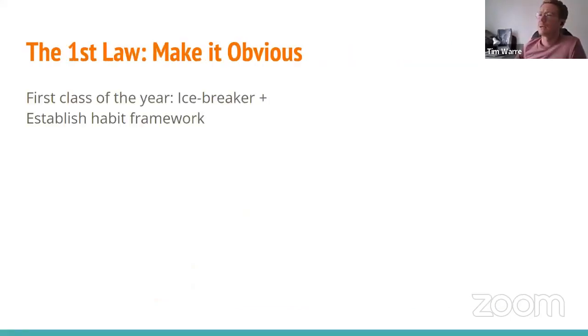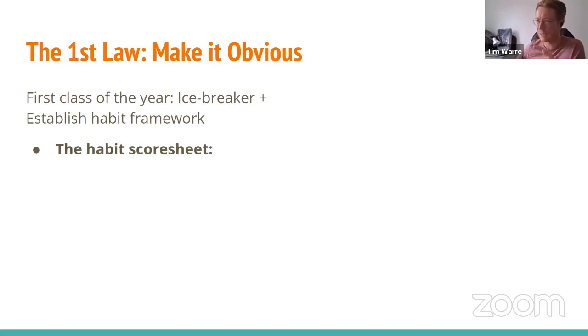So looking at making it obvious, the first law, how can we apply this in the classroom? This is a lesson you can use for the very first class of the year. I need to make sure that I create this lesson plan and put it on the blog before the first class of the year, because it's not there yet, but it will be. This is a lesson plan you can use as an icebreaker, and a way you can start the year in September or October establishing a habit framework. And it's called the habit score sheet.